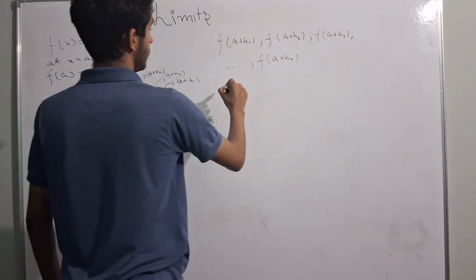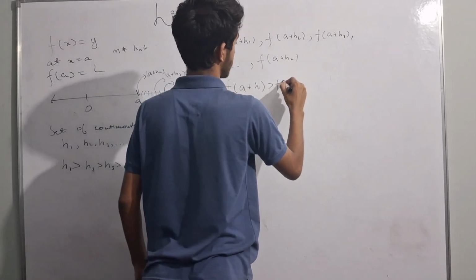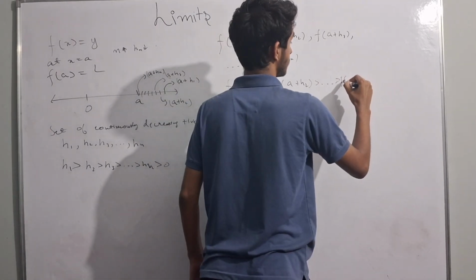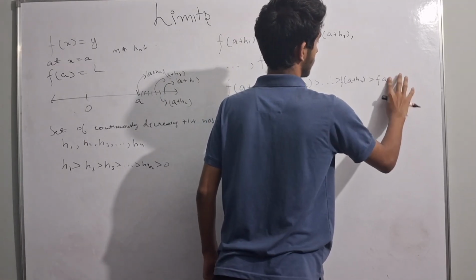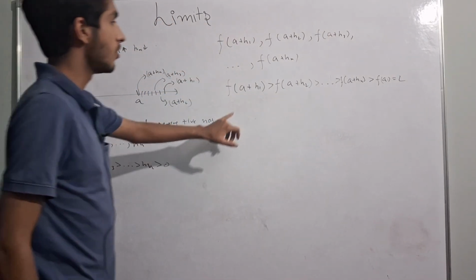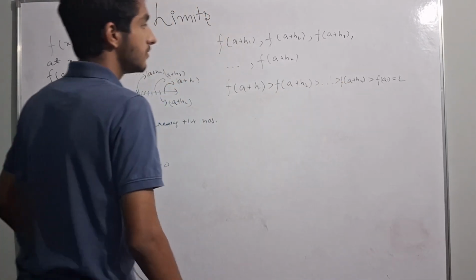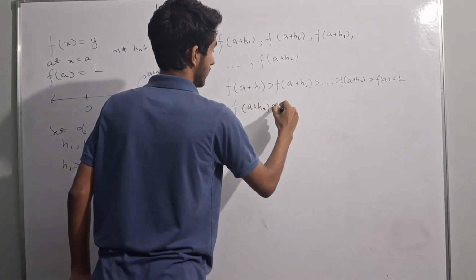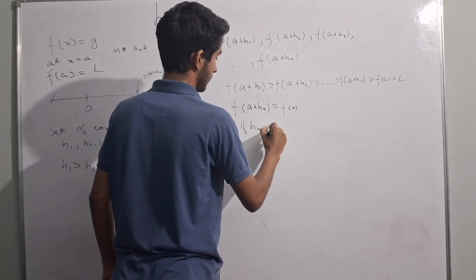And if you see, we can write it as function of a plus h1 is greater than function of a plus h2, so on up to function of a plus hn greater than function of a, which is equal to L. That means the smaller h is getting, the closer we are getting to function of a, which is L. That means we can also write it as function of a plus hn is nearly equal to function of a if hn is nearly equal to 0.